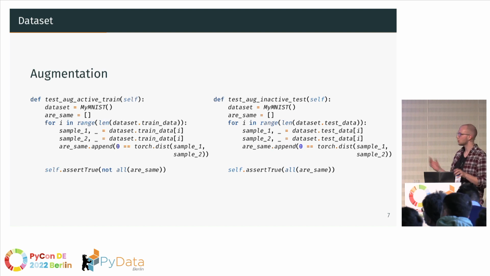So we have 2 functions here which do basically the same thing to check if I take 2 samples, sample 2 times, if they are different. And the first one just checks if they are all different, and the second one for the test set checks if they are all the same. And as you can see here, this is pretty redundant.